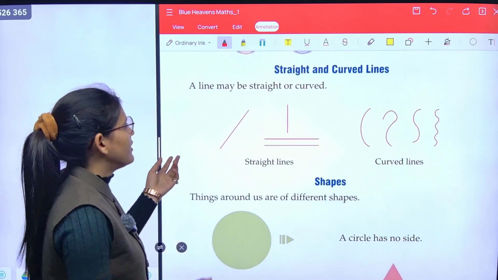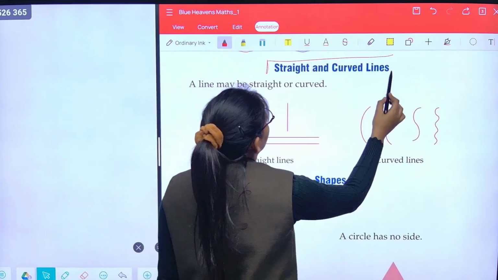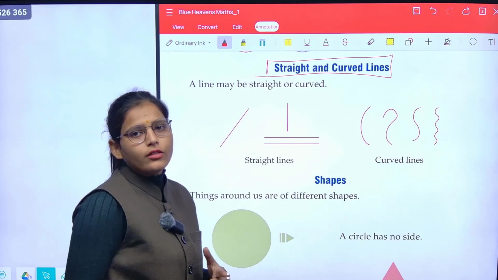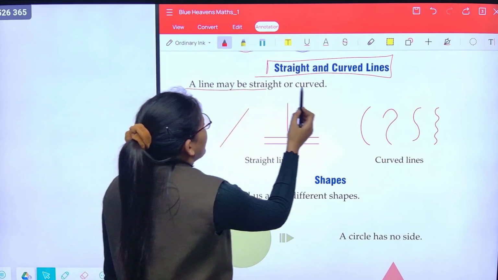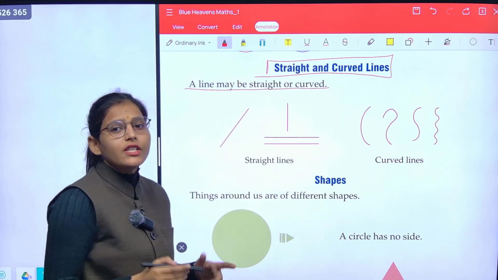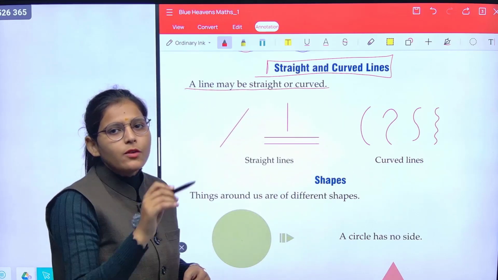Now class, come on straight and curved line. Class, straight means क्या होता है? Straight means सीधा and curved means like this. A line may be straight or curved. एक line क्या हो सकती है? Straight भी हो सकती है, सीधी भी हो सकती है और curved भी हो सकती है.